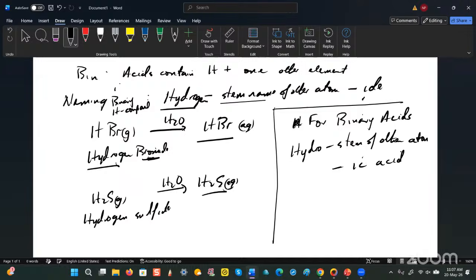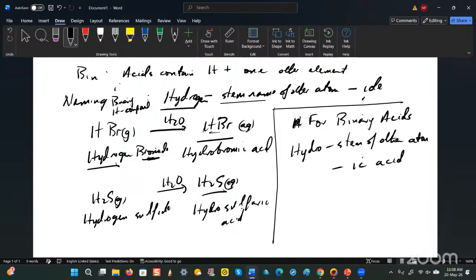All right? So hydro, the stem of the name of the other element or the other atom, and then ic acid. So if you apply this that I've just said, the HBr aqueous will become hydrobromic acid. And this one will be called hydrosulfuric acid, and so on and so forth, right?